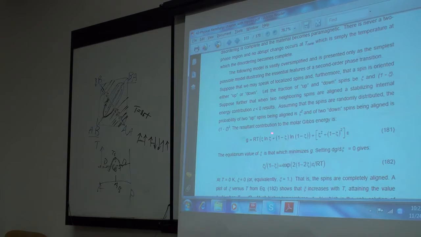The up and down spins are randomly distributed over the lattice sites. And this is the probability of two spins being parallel. This is the probability of two spins being parallel in the other direction, and that's the stabilization energy you get because of it. Okay. The equilibrium value of xi is that which minimizes G. You set dG/dxi equal to zero, and you get this expression, which looks very much like the expression we had here.